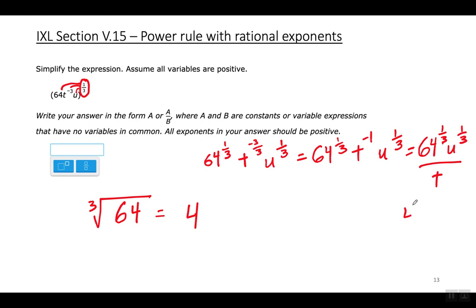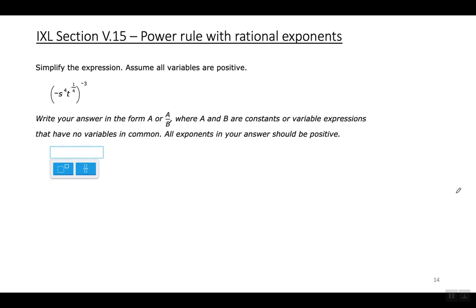So my final simplified answer is 4 u to the 1/3 power over t. Okay, over here, first of all, again, a reminder that negative sign all the way in the front means that your answer is going to be negative.